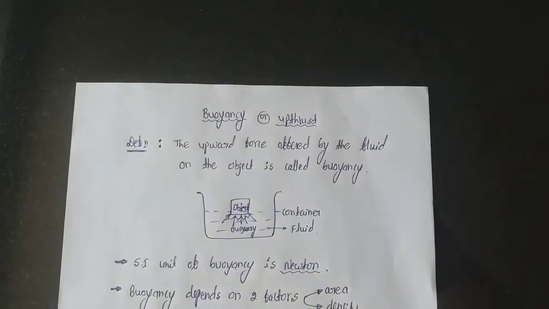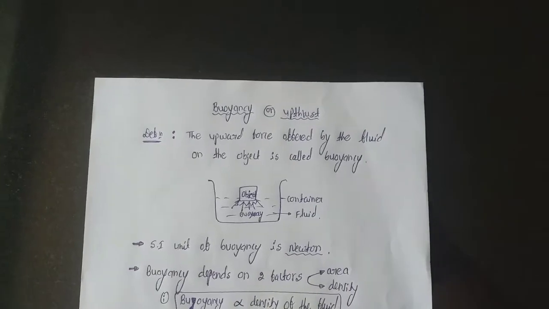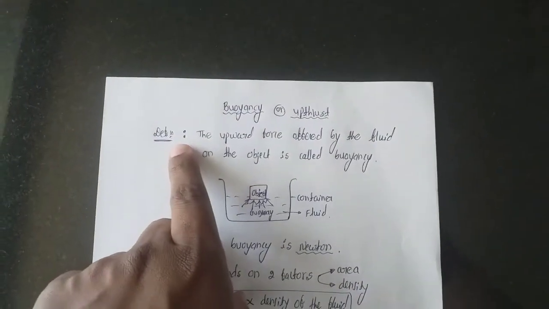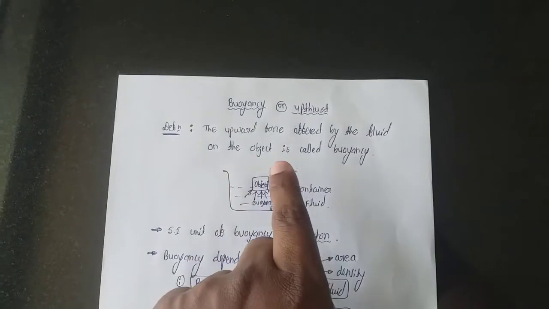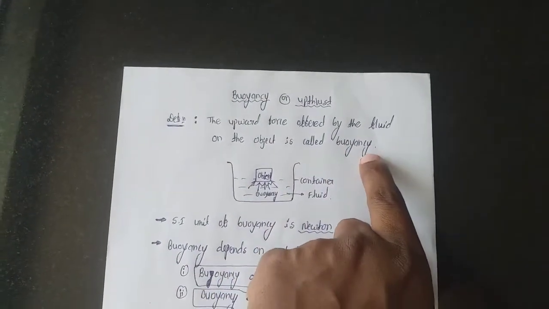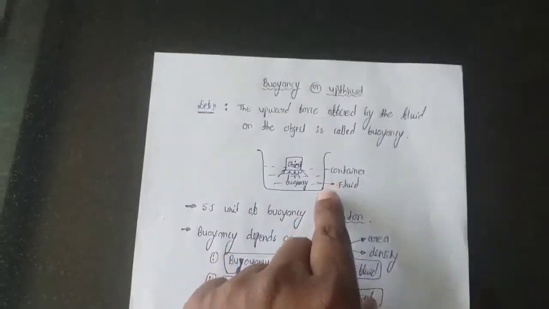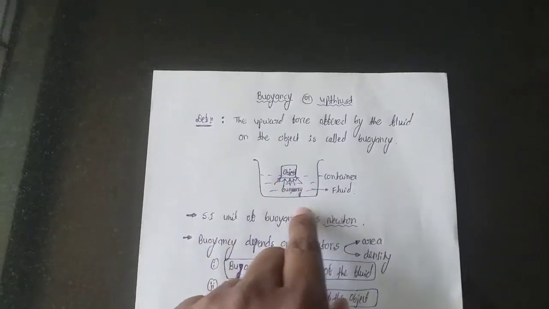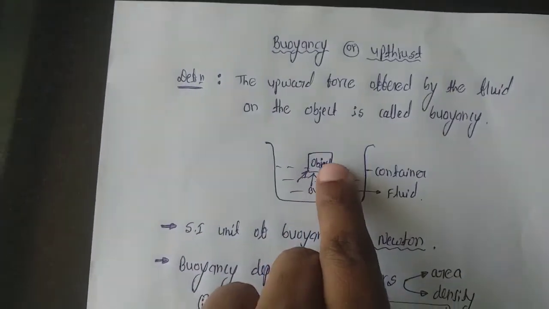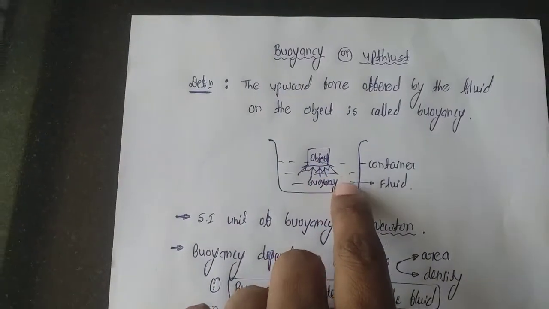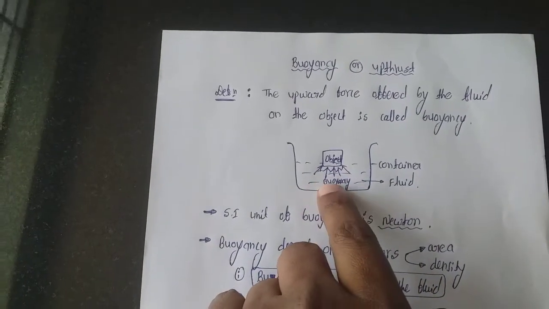Students, in this video we will learn the concept called buoyancy or upthrust. The definition of buoyancy is the upward force offered by the fluid on the object, also known as upthrust. Consider a container filled with water. When you immerse an object, the object experiences an upward force. This arrow mark shows the upward force. This upward force is called buoyancy.